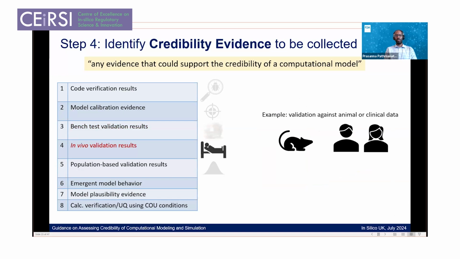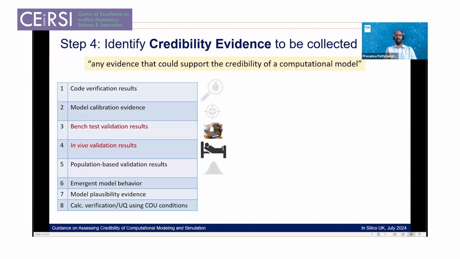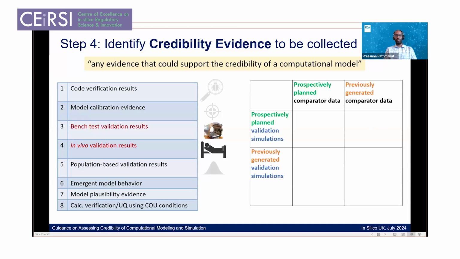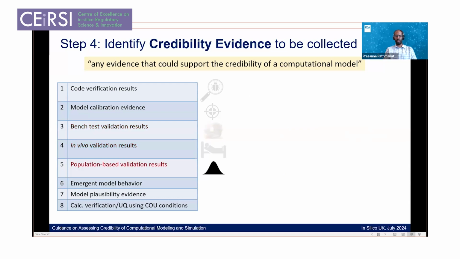The other case is where you actually compare against animal or clinical data, and that's covered in this in vivo validation results, and we have some specific recommendations for that case. Here we're really thinking of the case where we have measurements from a specific individual, animal or human, and a model set up for that person or animal, and doing a direct comparison. There's a third case, actually, which I'll jump to before talking about this slide and come back.